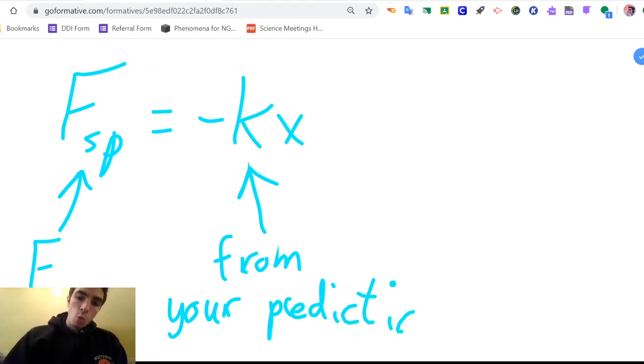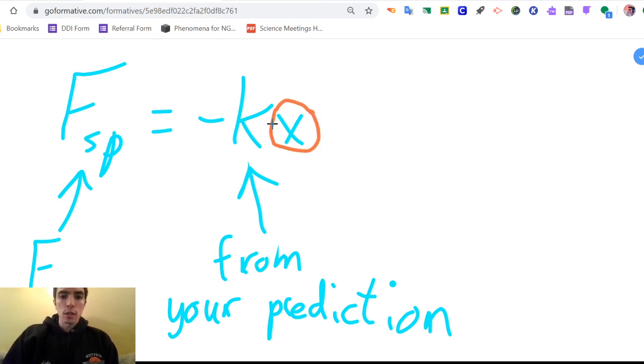And then once I know what my spring force is, once I know what my predicted spring constant is, all I would have to do to make this prediction for a displacement is divide both sides by whatever's next to this x. So since I'm trying to solve for x, the displacement here, we would have to divide both sides of this equation by this k value, whatever our predicted spring constant is, and that would get us the displacement.